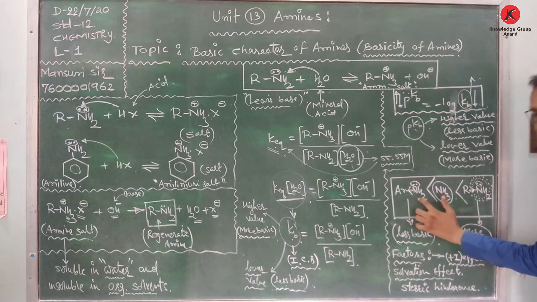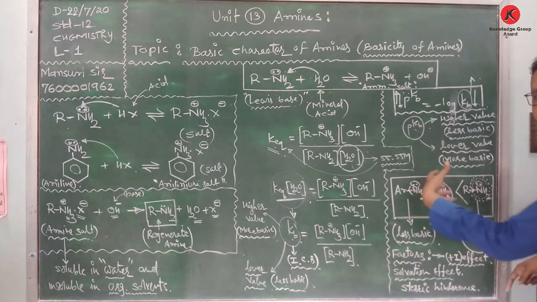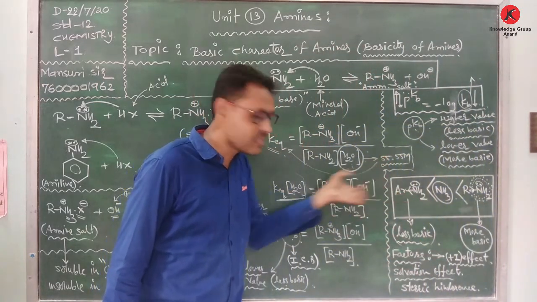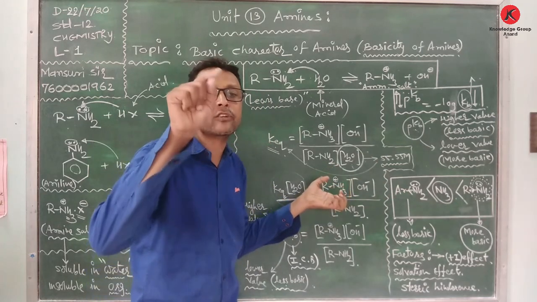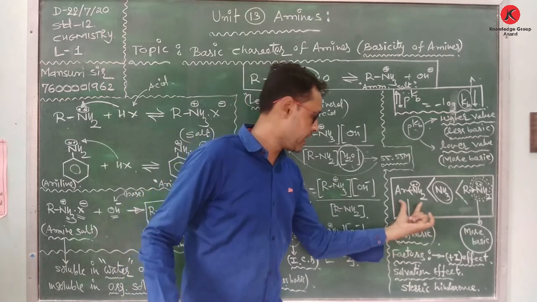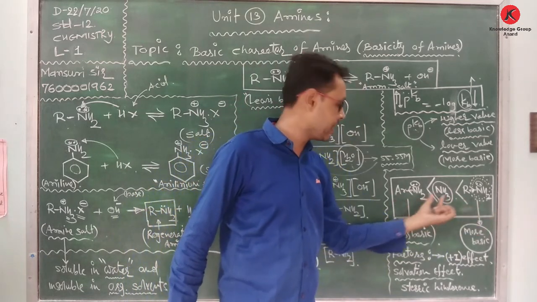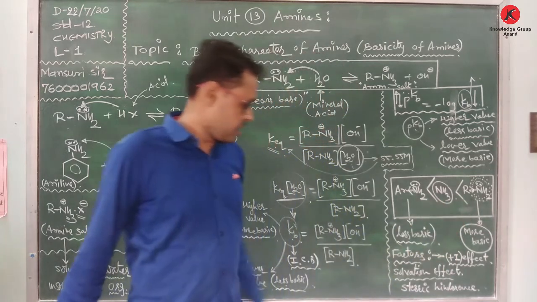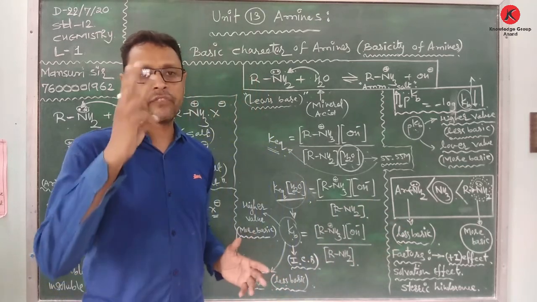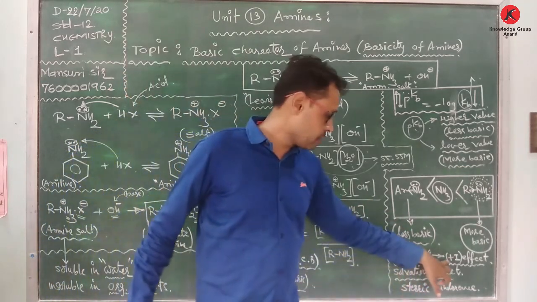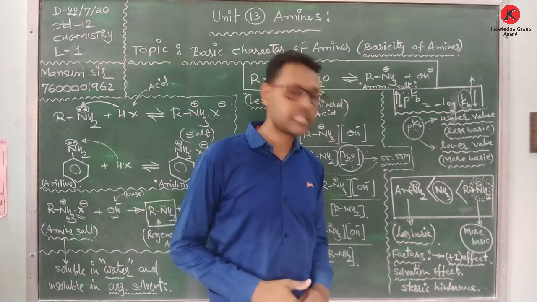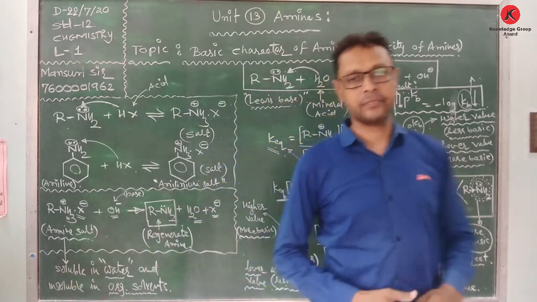But in arylamine, ArNH2, the aryl group is an electron withdrawing group, so it withdraws electrons from the nitrogen. That is why the electron density on nitrogen decreases, so arylamines are less basic. In between arylamine and alkanamine, ammonia is present. The factors affecting basicity are three. Number one, plus I effect, the inductive effect. Second, solvation effect. And third, steric hindrance. Okay.